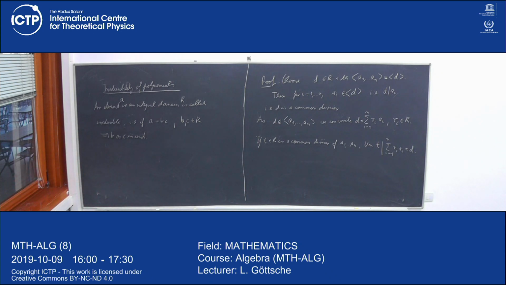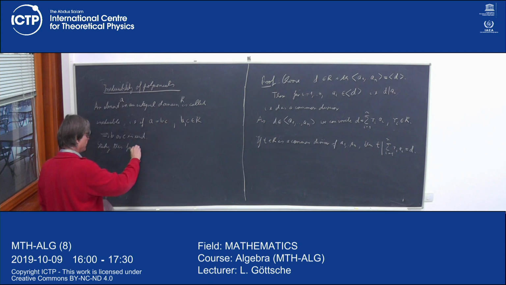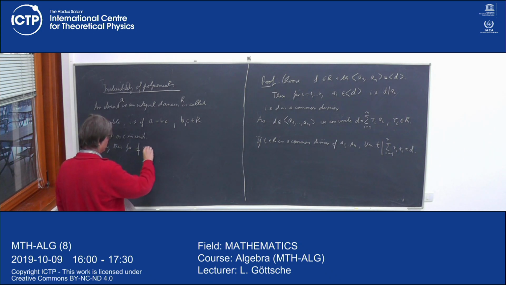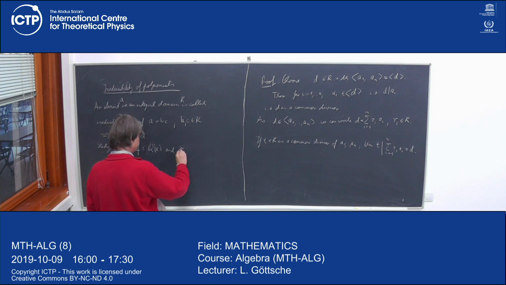And then we will want to study this for polynomials. We want to know when polynomials in the ring K[x] are irreducible. So we'll study this for polynomials f in K[x]. And actually I will just do it in the case of Q[x] and Z[x].